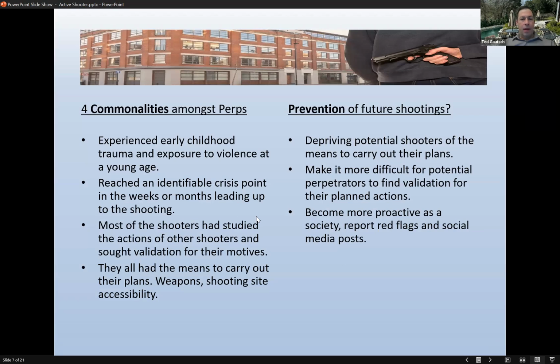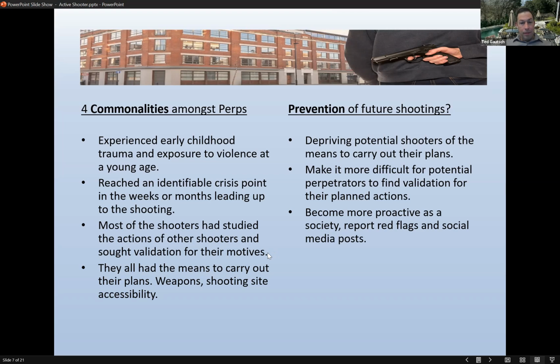Well, typically there's 4 commonalities amongst these perps. There's a lot of childhood trauma, exposure to violence at a young age. At some point, they reach a situation in their life where living is no longer worth it, and there's some people that may have pissed them off along the way. And unfortunately, to get from point A to point B, they go through anybody they have to get to their target. And most of the shooters, it's like any other killing out there, there's a lot of copycats.